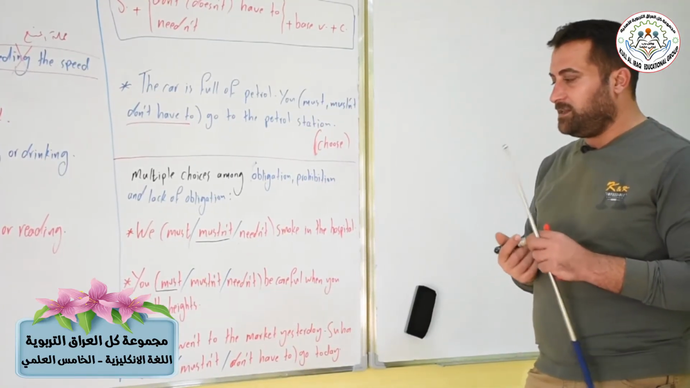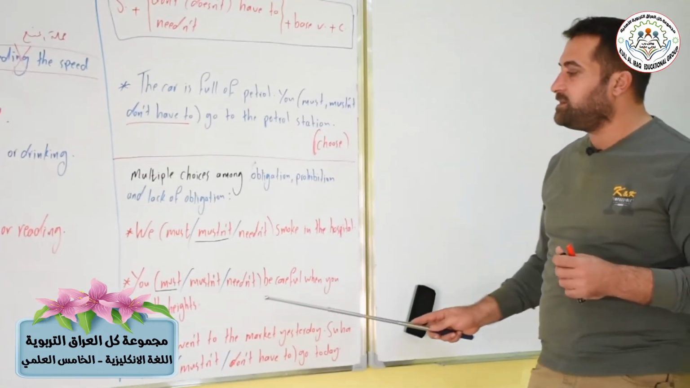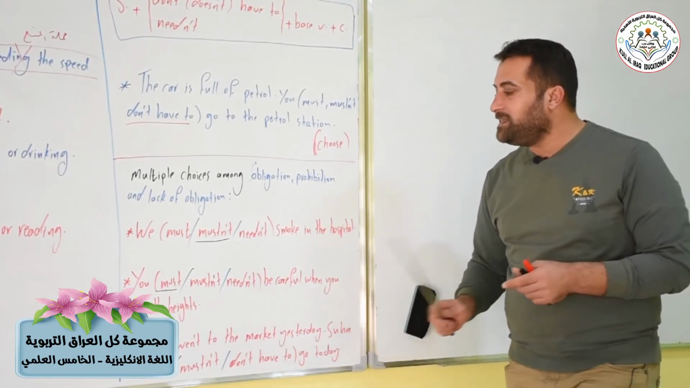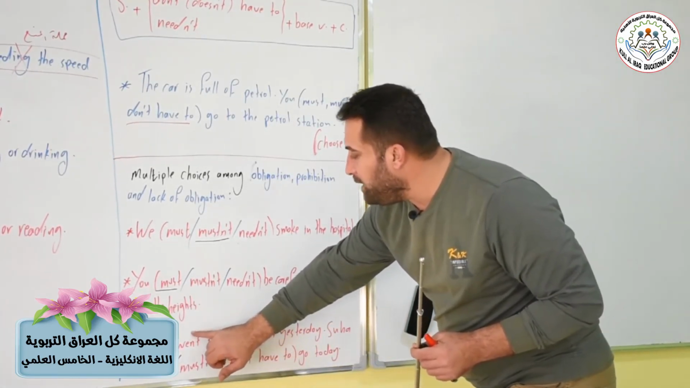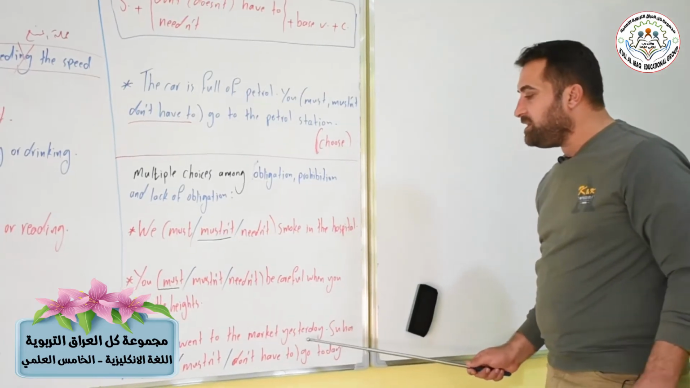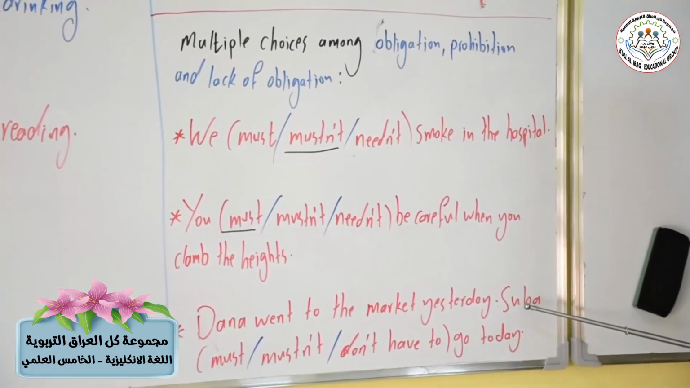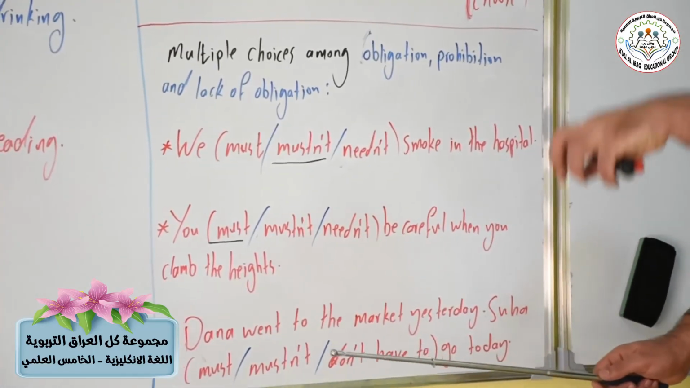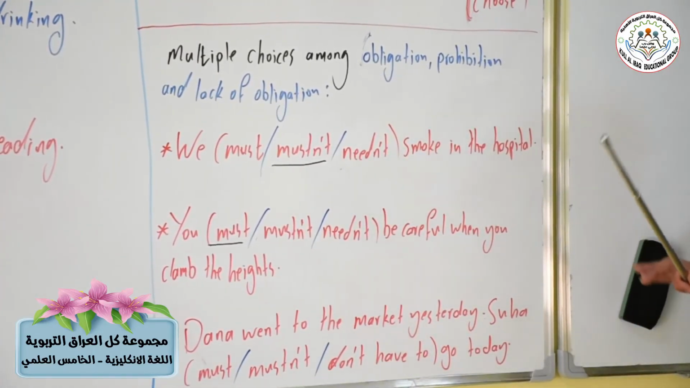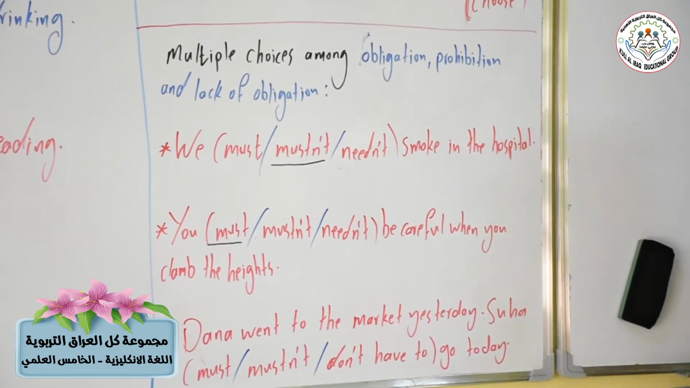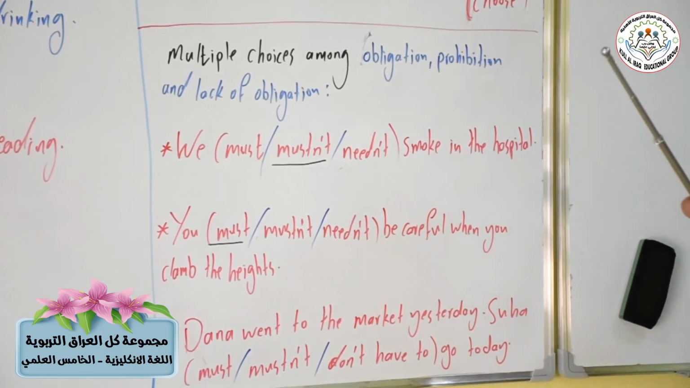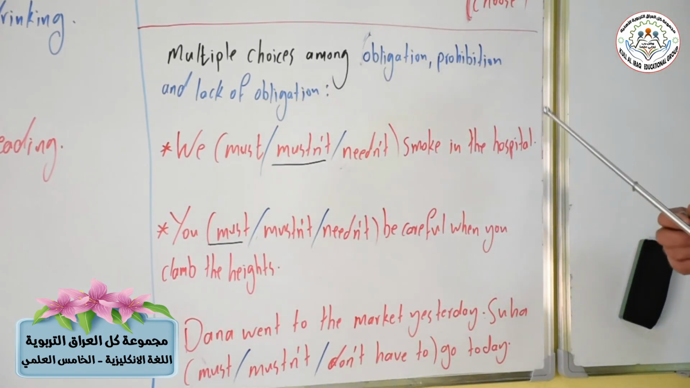Okay, the third sentence, the third exercise. Dana went to the market yesterday. Suha must, mustn't, or don't have to go today. Don't have to is the best expression.